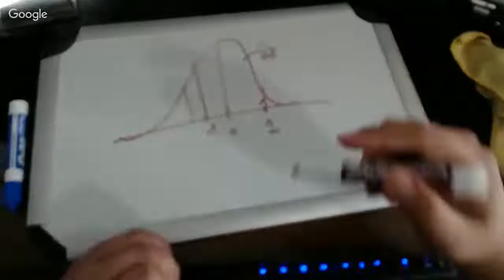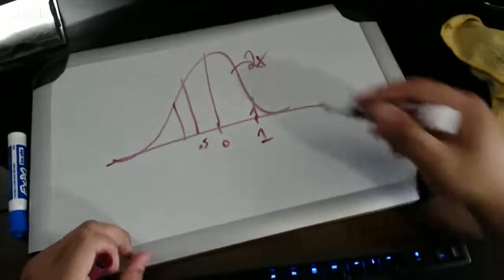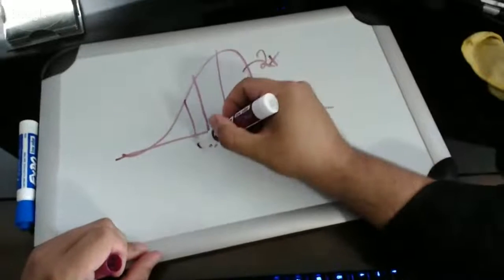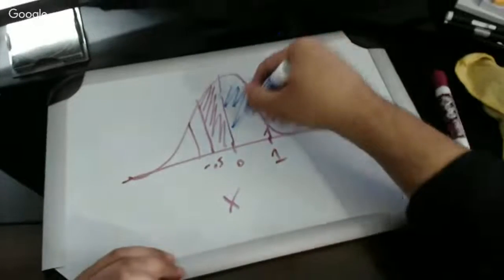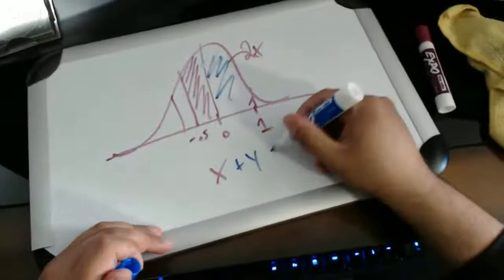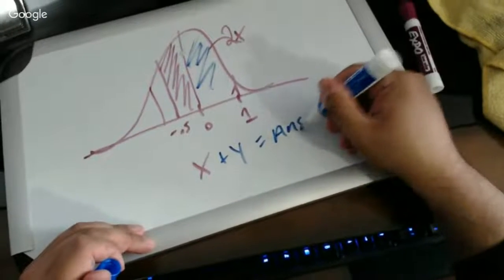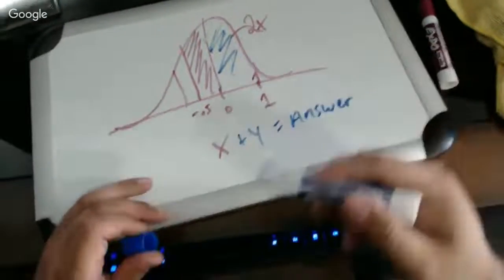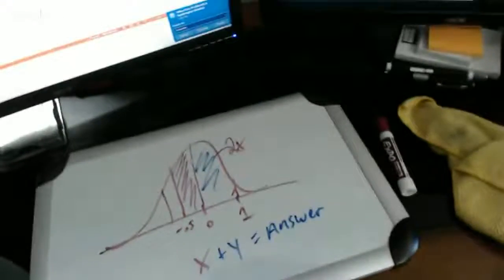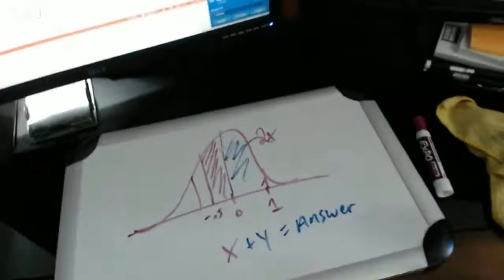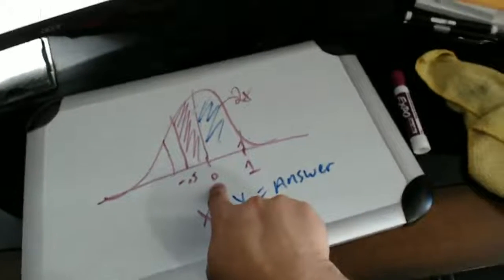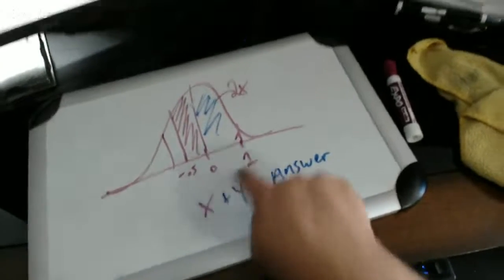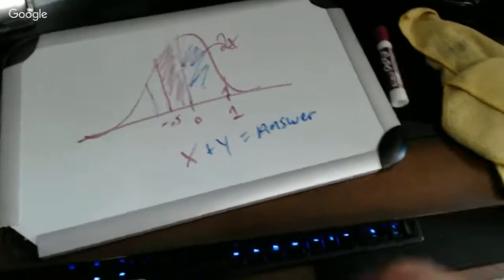Then you break the problem into two pieces. You solve from 0 to negative 0.5, which is some probability, call that x. You call the other one y. x plus y is the answer. If it says, how many people have z-scores between negative 0.5 and 1, we solve from negative 0.5 to 0 using the table, and then from 0 to 1. So sometimes you have to break it up into pieces.